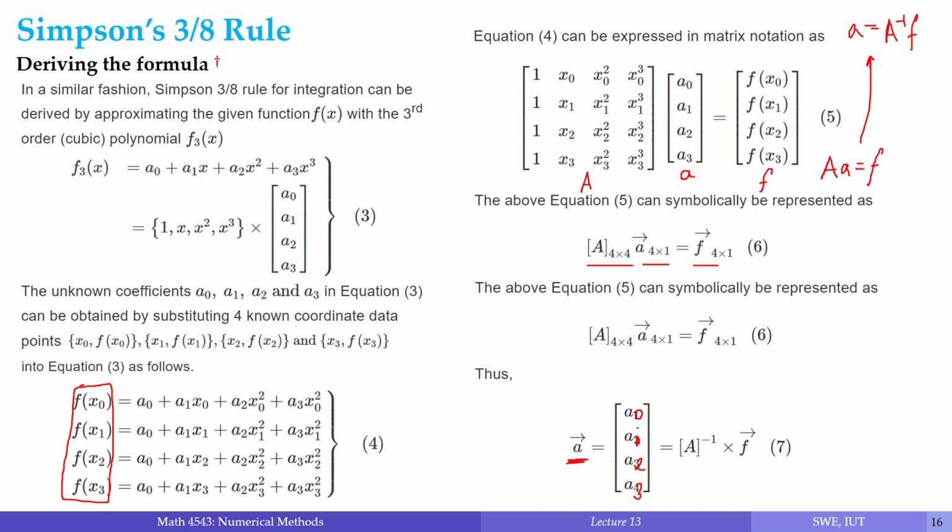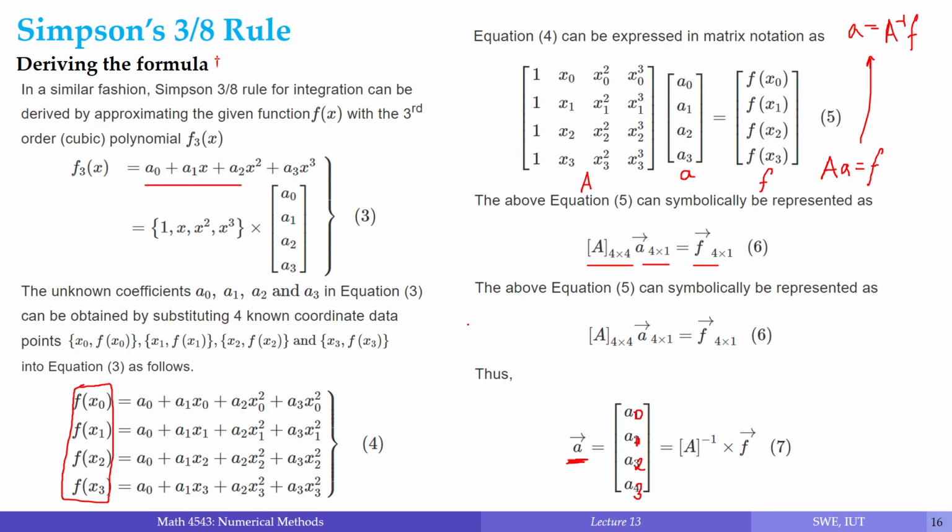So these things will be from 0 to 3. So what we have is A inverse times the column vector f, right? That's how we can find out the column vector a. Fine. So now that we know the values of our unknown coefficients, we can plug them into our original general format of our third degree, or third order, polynomial, and we'll be good to go, right?